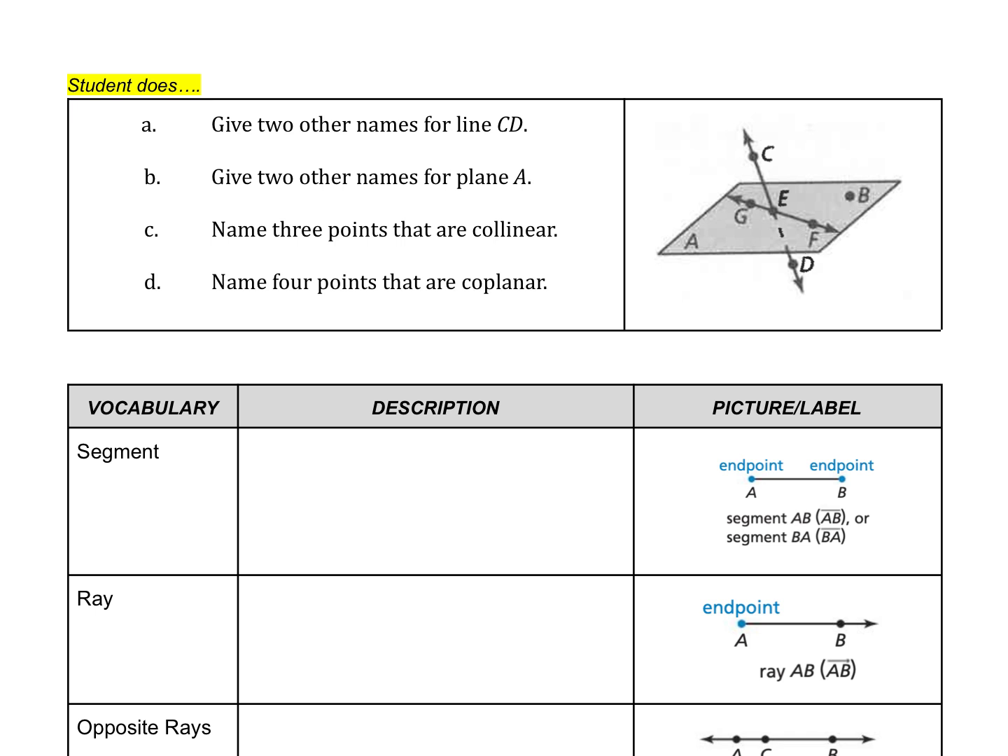For a plane, you need to write the word plane, and you should have 3 points on that plane. There's many options. You cannot, though, say plane GEF. Why not? Why does that one not work? Because they're on the same line. 3 points that are collinear, there's two options, G, E, F, C, E, D. 4 points that are coplanar would be G, E, F, and B.